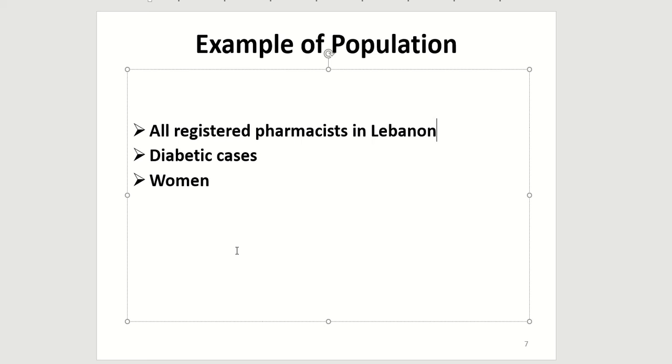Or at least let me rephrase that. The attainable population is a very big part of the target population. Another example, you can talk about diabetic cases being your target population. Women in general could be your target population.